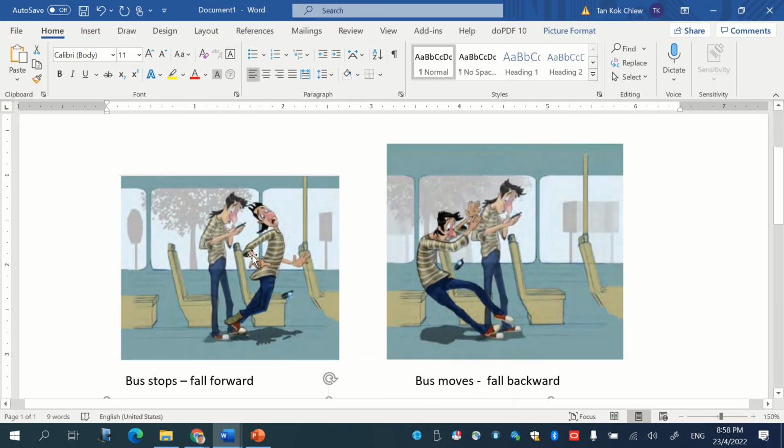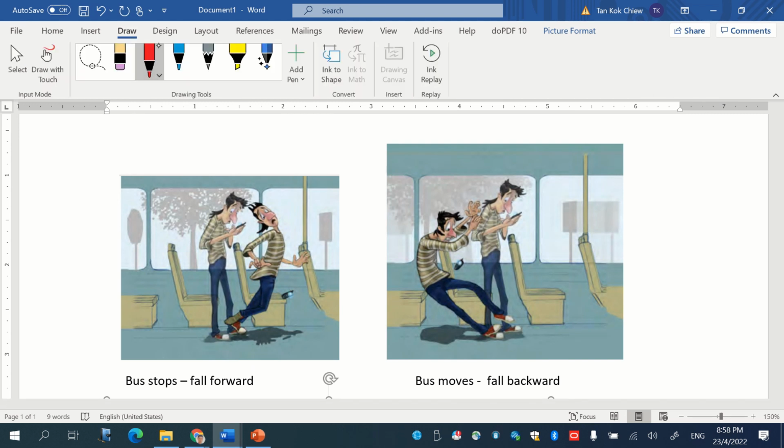Okay, when the bus is moving at, let's say, 50 kilometer per hour, your body will also be moving with the same speed. However, when the bus suddenly comes to a stop, 0 kilometer per hour, then your body will continue to move at the same speed, 50 kilometer per hour. So that's why you will fall forward. Okay, the inertia to change.